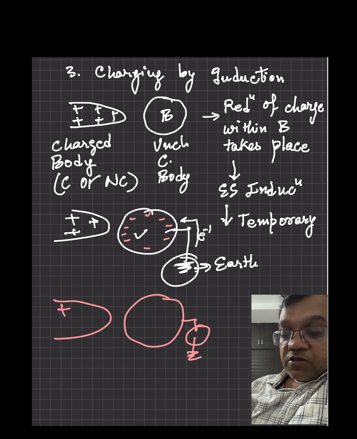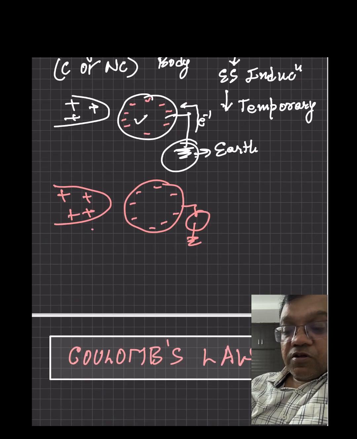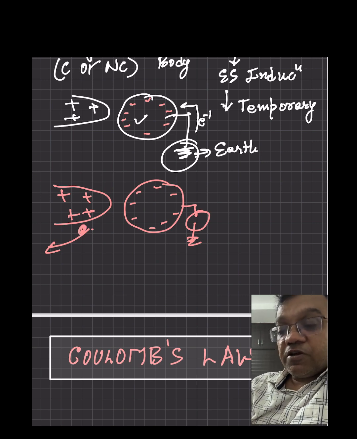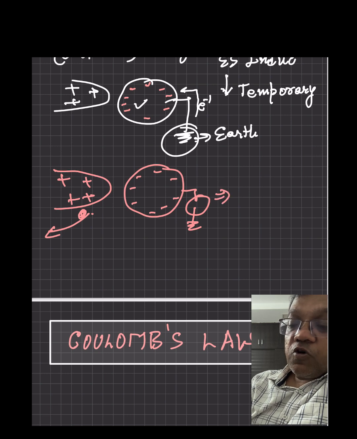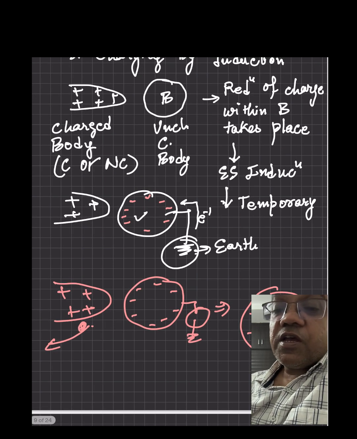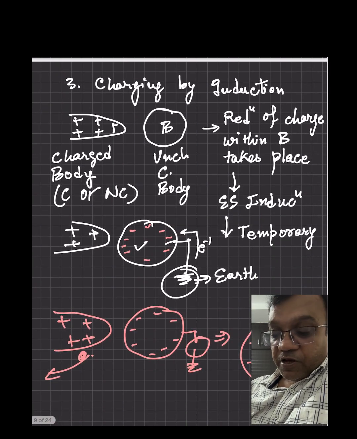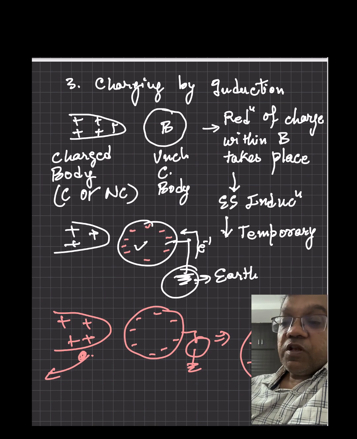This charged object is still there. Now when we remove the earthing, B is isolated. It is not connected to ground, and now it has the negative charge. After that, we'll move away this charging body also. We are left with only this body B, and it acquires a net charge. So in this way, we can do charging by induction. We'll stop here. We'll meet in the next video.